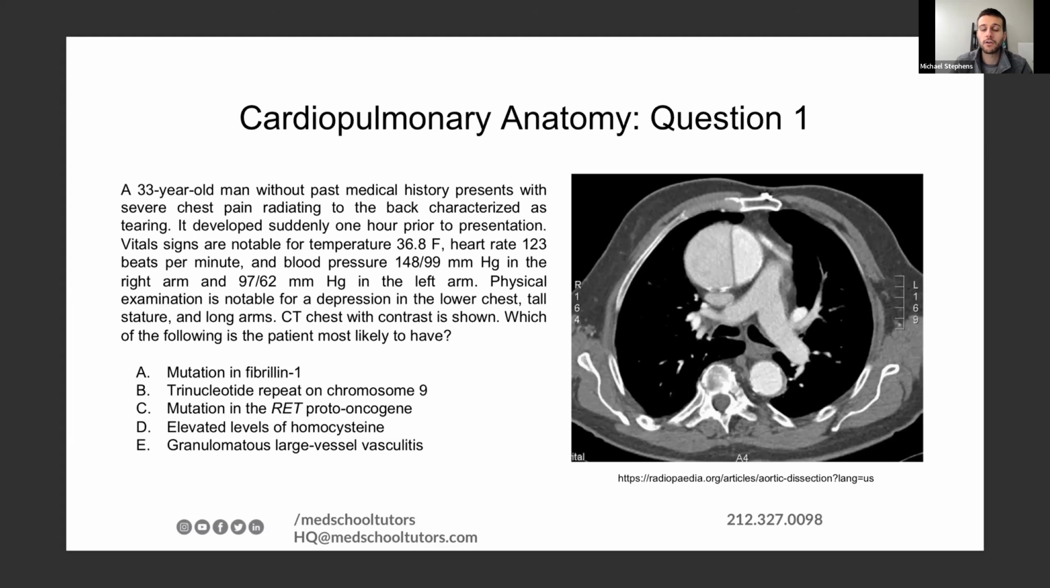And then granulomatous large vessel vasculitis. What do you guys think about that? Giant cell arteritis is a great thought, and Takayasu arteritis could be another one that you'd think about. Awesome job, guys. That's great. You guys did phenomenally on that one. So we can go ahead and move on to the next slide that'll make sure we got the answer right. It is indeed A, mutation in fibrillin 1. Great work, guys.